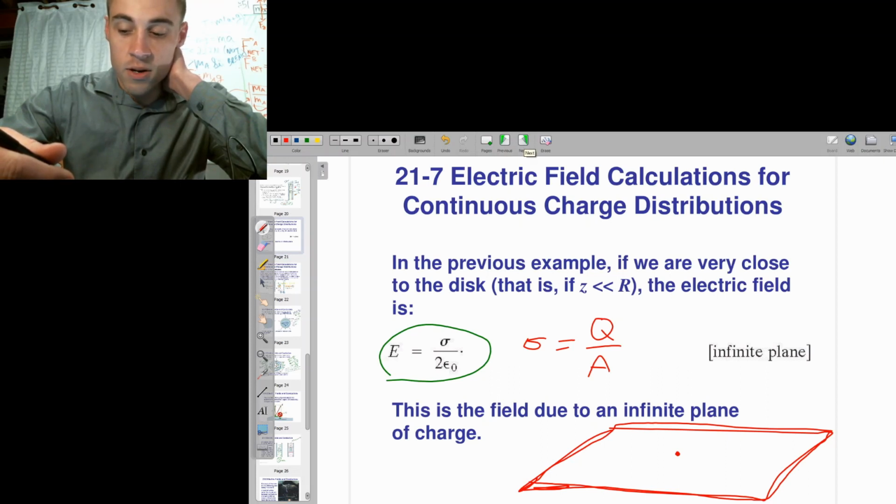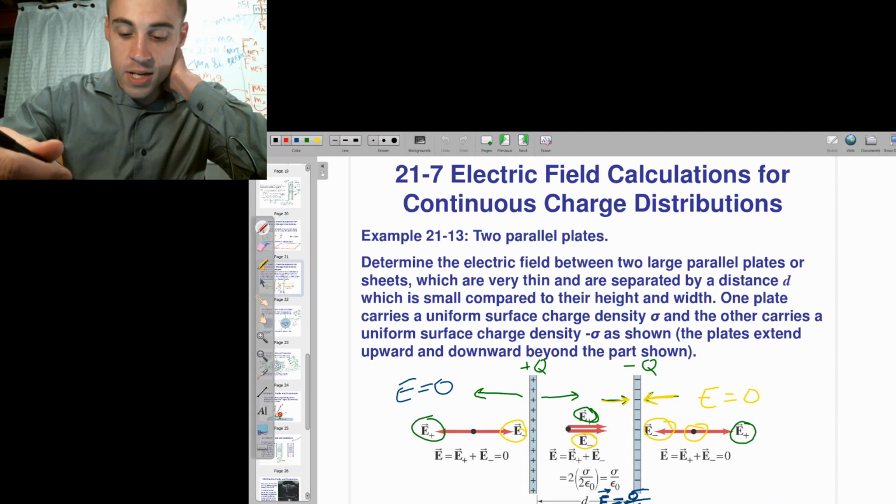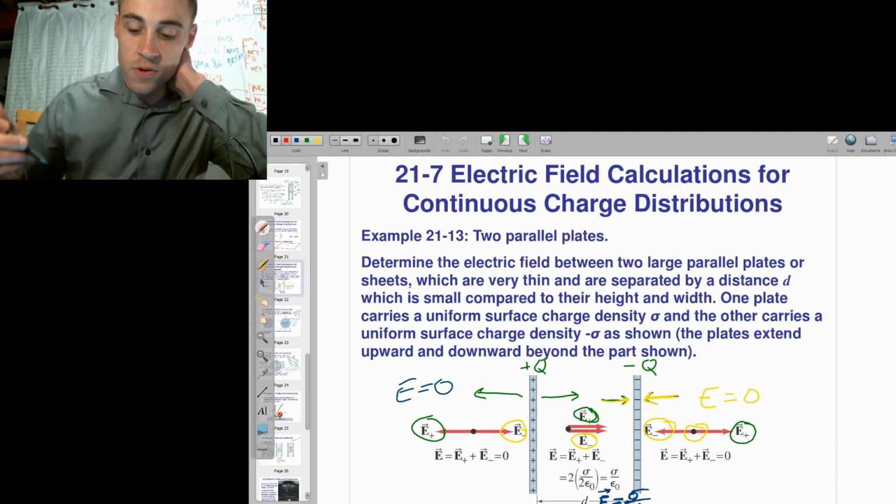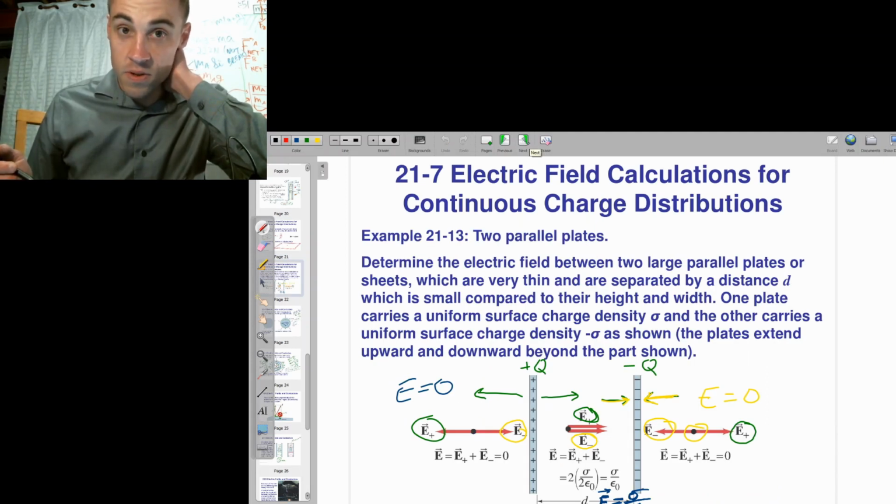So this will matter for us quite a bit. The first place that it matters is in terms of the capacitor. Capacitors are really important. We're going to go in chapter 24, which will be entirely about capacitors.